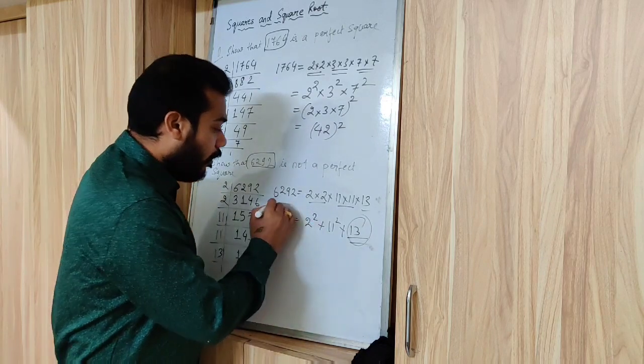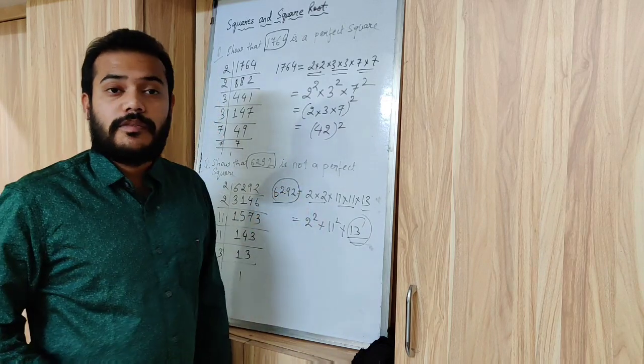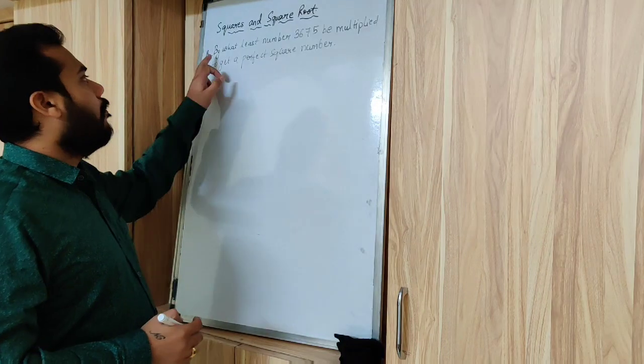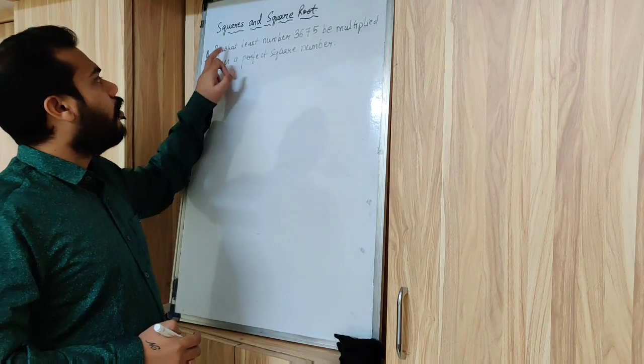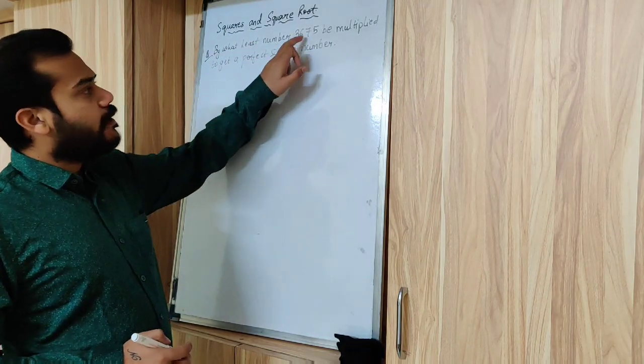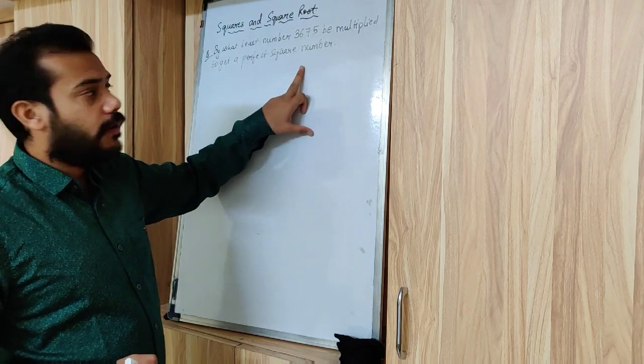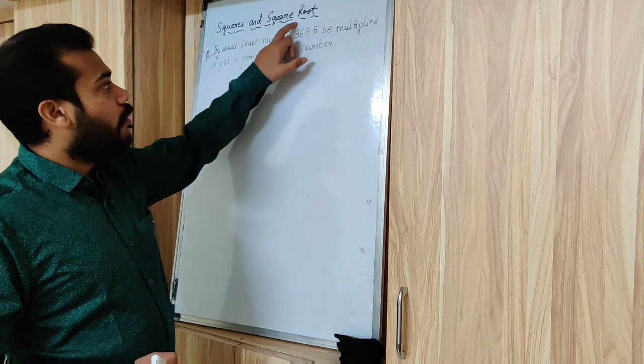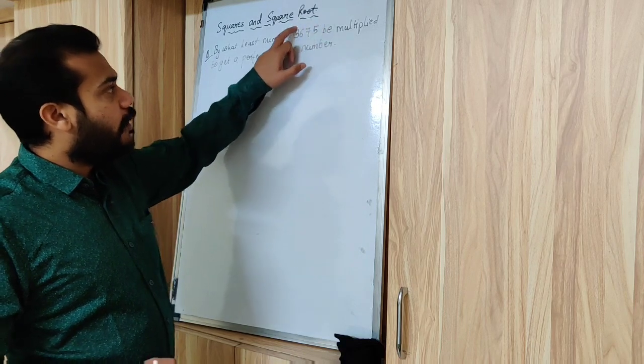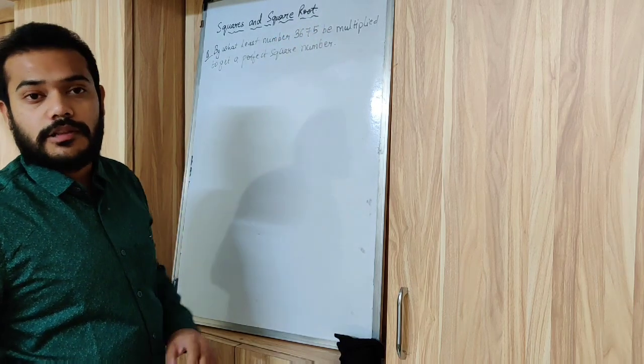So 6292 is not a perfect square. Next question: by what least number should 3675 be multiplied to get a perfect square number? You have to multiply with some number to make this a perfect square.